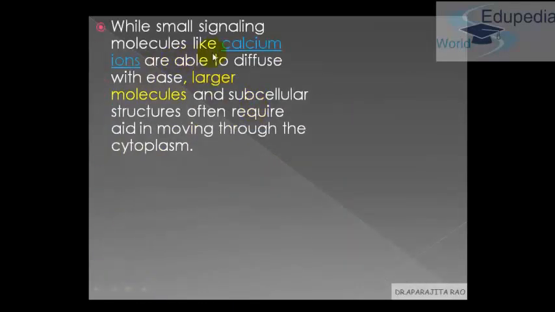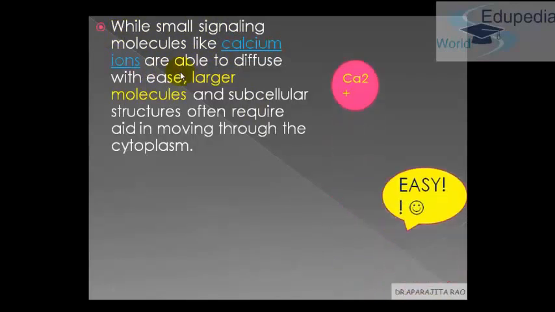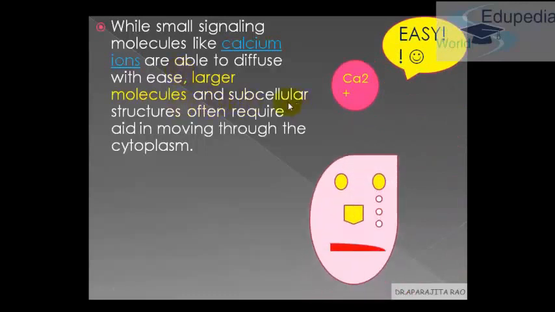So while small signaling molecules like calcium ions are able to diffuse with ease, okay, the larger molecules require aid, and sometimes this is also an active process. So flashback, active means it will require ATP.